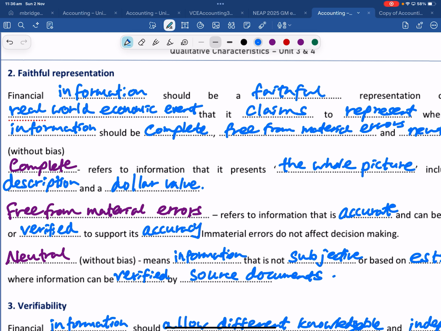So as a result, we usually can't have estimates, right? Because why? Estimates don't have source documents, right? So then what do we have to do? We have to be objective, meaning if you are saying this value is 5,000 now, we should be able to produce the source document.